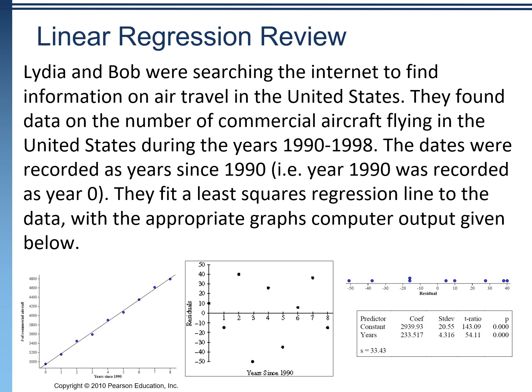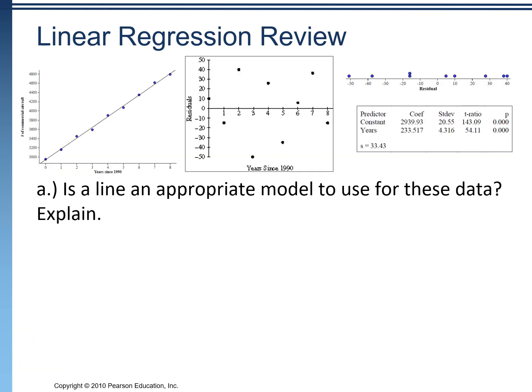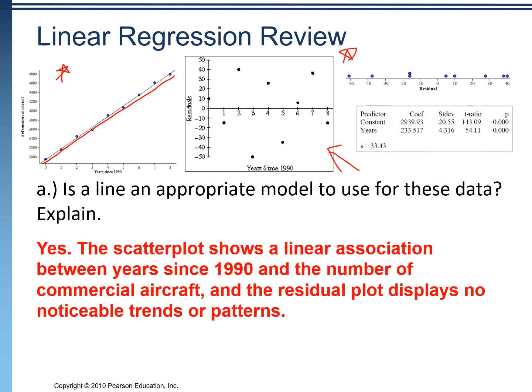They fit a least squares regression line to the data, and the appropriate output and graphical displays are shown on the slide here. So first question, is a line an appropriate model to use for these data? When we answer this question, we're going to be looking at the scatter plot and the residual plot. In the scatter plot, we want to see a line that's reasonably straight, which we have here. And in the residual plot, we want to see pretty much nothing at all, a bunch of scatter with no patterns or trends. So being both those things are true, we would say yes, the scatter plot shows a linear association between years since 1990 and the number of commercial aircraft, and the residual plot displays no noticeable trends or patterns.